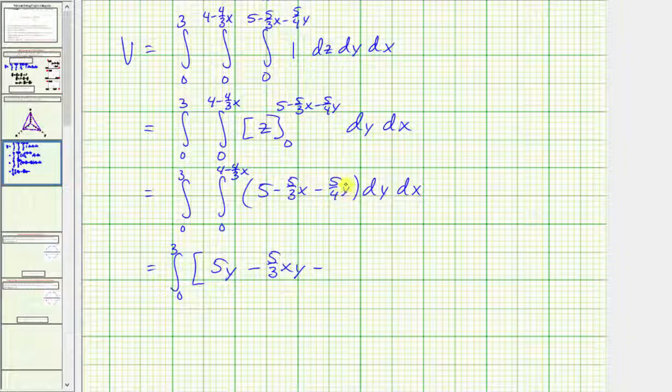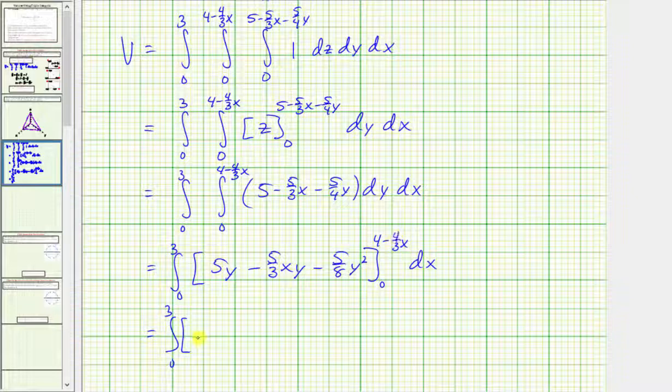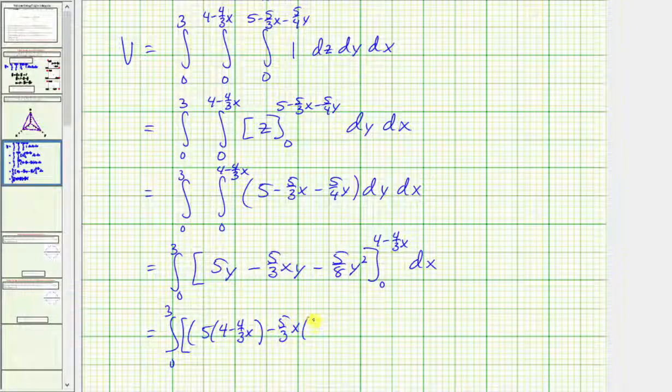or 5/4 times 1/2 y squared. That'd be 5/8 y squared. Now this starts to get messy. We need to find big F of b minus big F of a. So we'd have the integral from 0 to 3 of, we substitute 4 minus 4/3 x for y, so we'd have 5 times the quantity 4 minus 4/3 x minus 5/3 x times 4 minus 4/3 x, and then minus 5/8 times the quantity 4 minus 4/3 x squared.